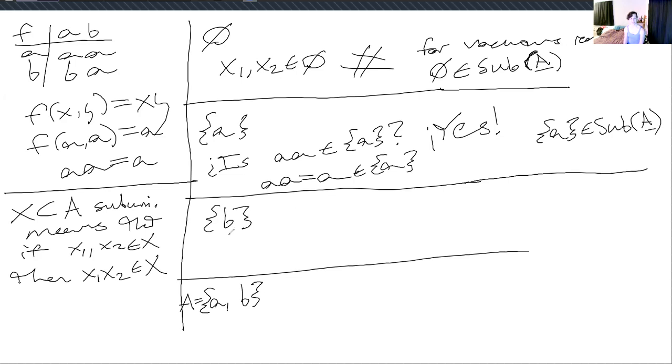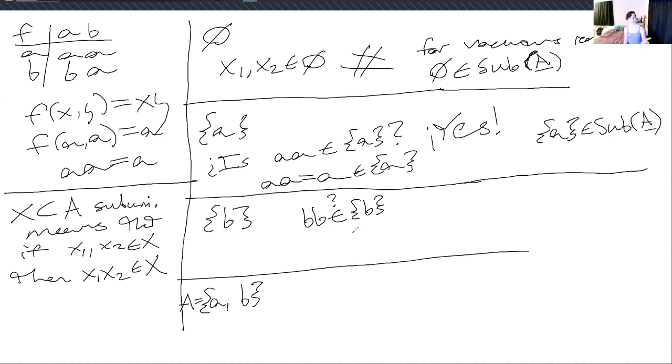Okay, so now we have a similar question for the singleton set B, just containing one element B. And so the question now, more succinctly written, is BB in fact an element? So this question mark over here means: is BB an element of the singleton set containing B?